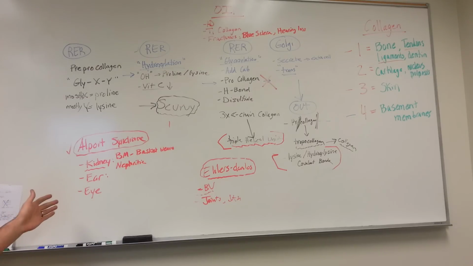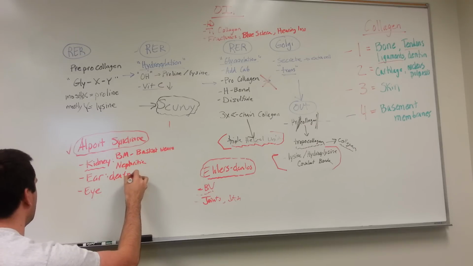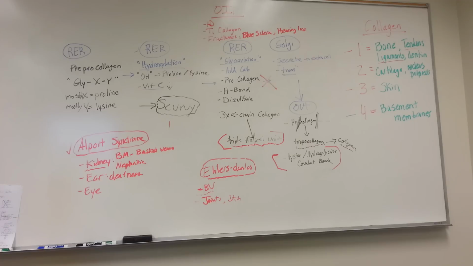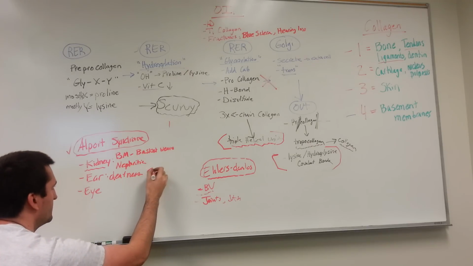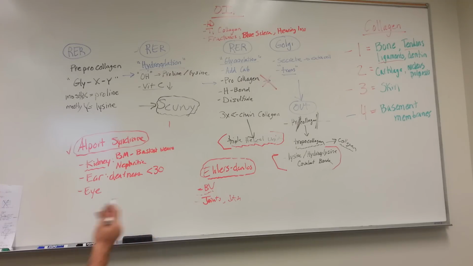Also, you may have ear associations with it. You'll get more of a deafness. And typically you should see this deafness in people less than 30 years old. It's pretty early onset deafness. And then lastly, ocular; kidney is most important. You may have deafness, eye problems. You could have a whole host of problems. Your eye has a basement membrane. It's going to be affected by Alport syndrome because you're not able to synthesize that type 4 collagen correctly.